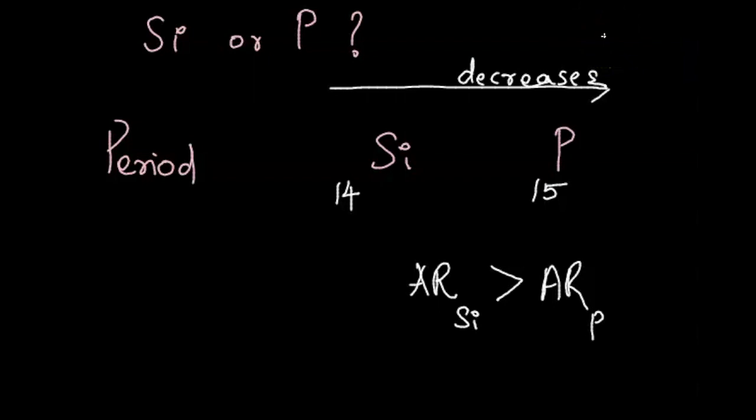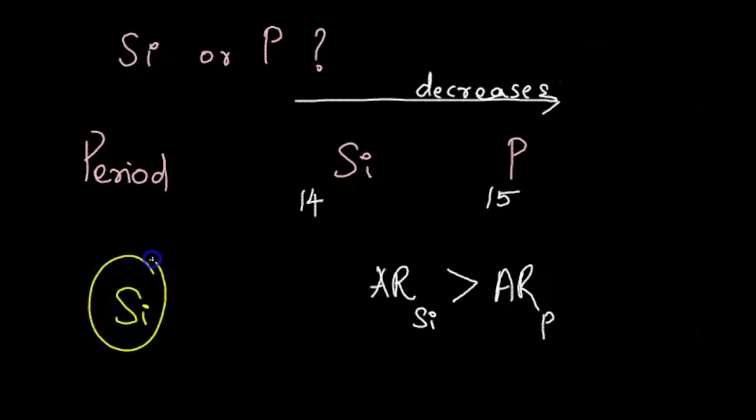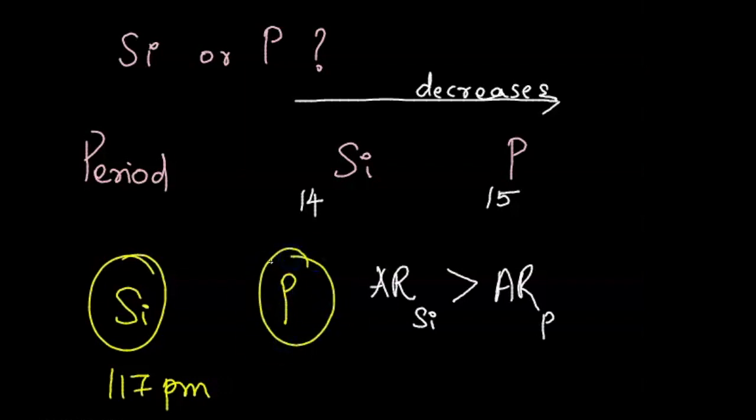Now, to check this theory with practical evidence, we know from empirical evidence that the atomic radius of silicon is 117 picometers, while that of phosphorus is 110 picometers. So our prediction stands correct. Now what about strontium versus sulfur?